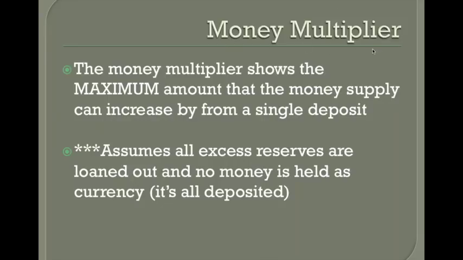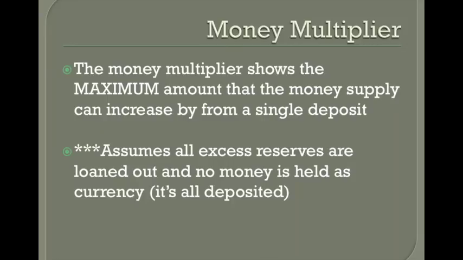That's called our money multiplier. The money multiplier shows the maximum amount that the money supply could increase by from a single deposit. Now, there are a couple of assumptions here. First, all excess reserves are loaned out, that every single dollar the bank can loan out, they do loan out. Second, no money is held as currency, that when people take those loans, they deposit all of that money.